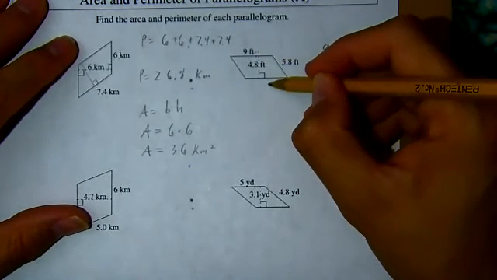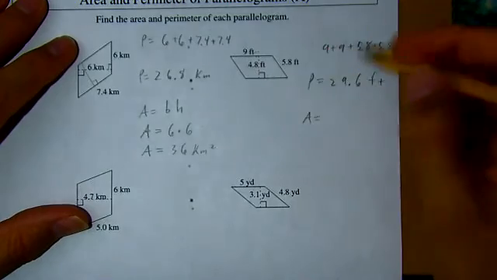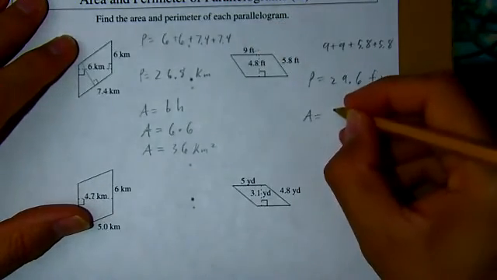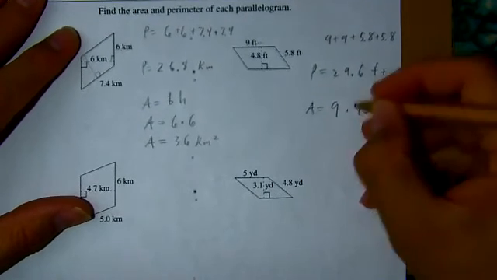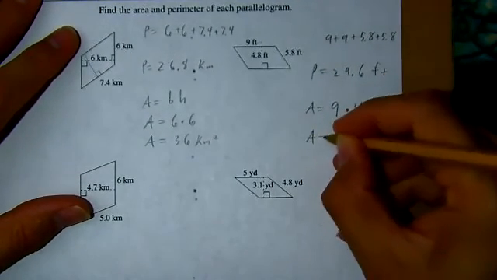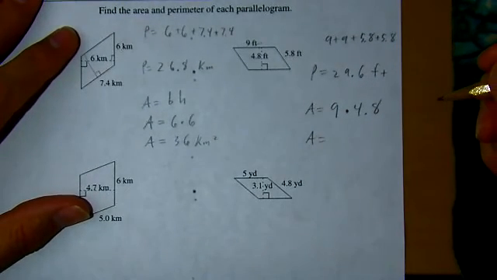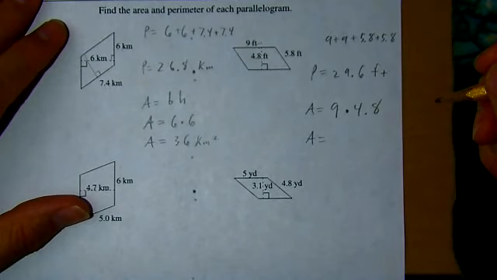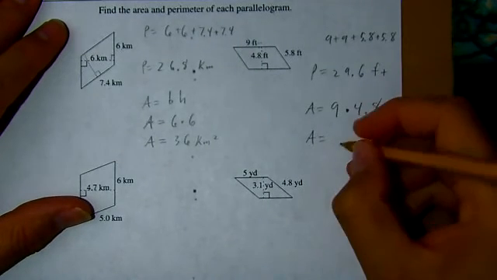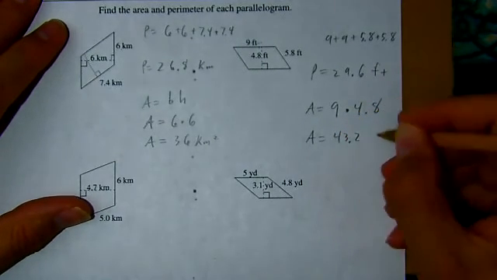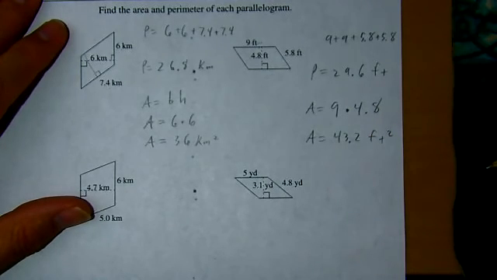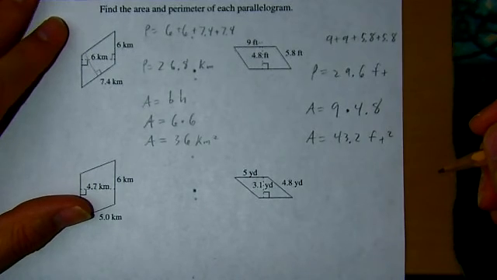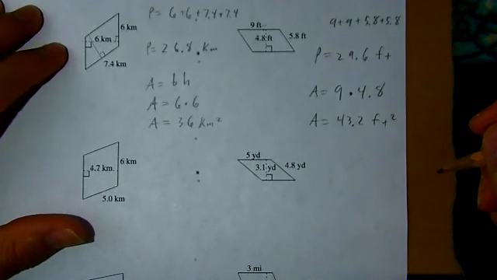It could be at the bottom. The 9 is at the top. The 9 is going to be at the bottom, but anyway, they wrote the number at the top. 9 times 4.8. 43.2, I think. Yeah, I think it's 43.2 feet squared.